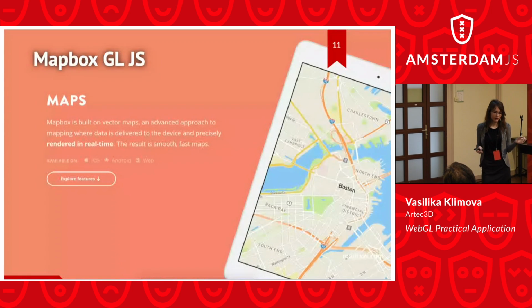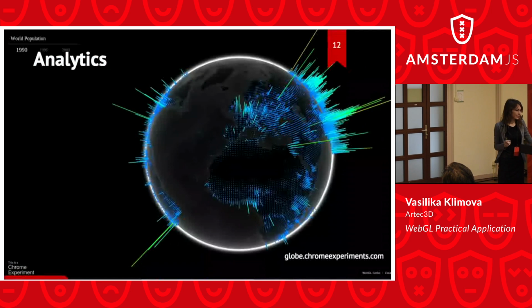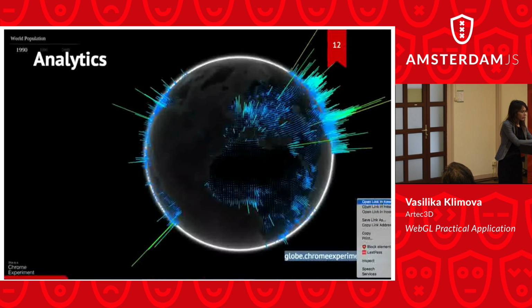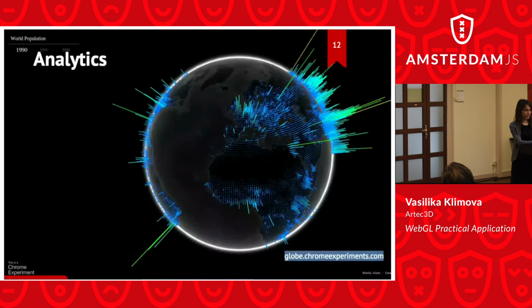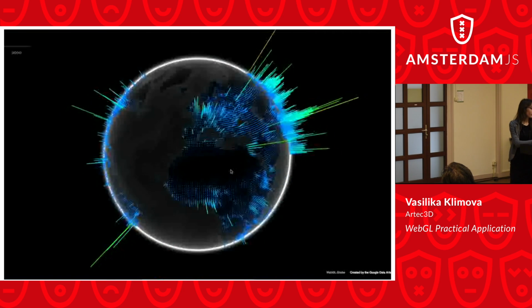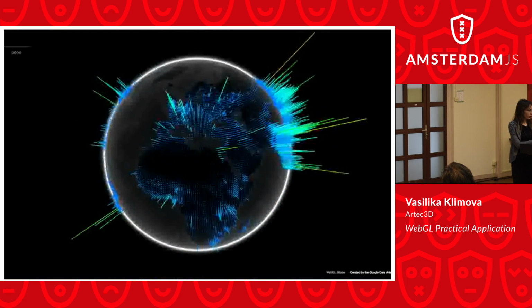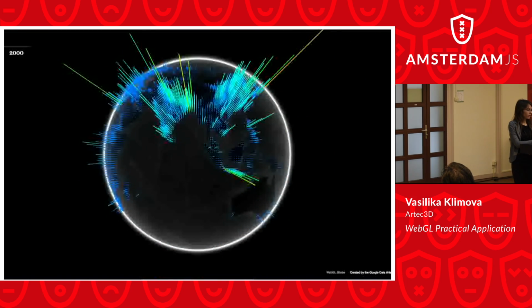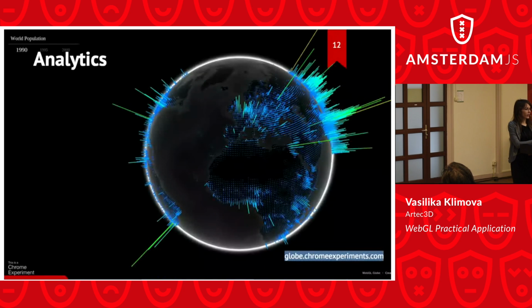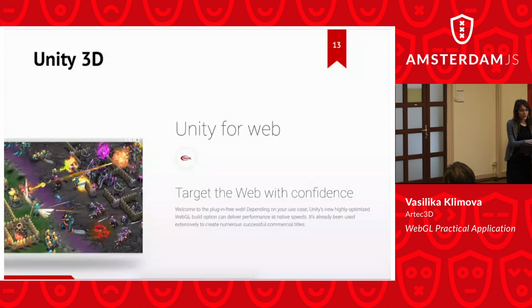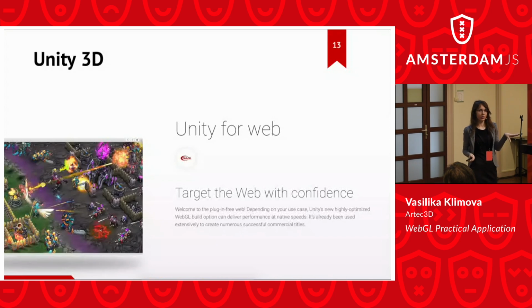Mapbox.js is a JavaScript library which can help you to render interactive vector maps. Analytics. This example demonstrates the Earth and population in different years. You can see how it changes, like this. It's for wow effects on your site, maybe, or very interesting graphics. Even a popular game engine, Unity 3D, ports the code to browser games in WebGL code.